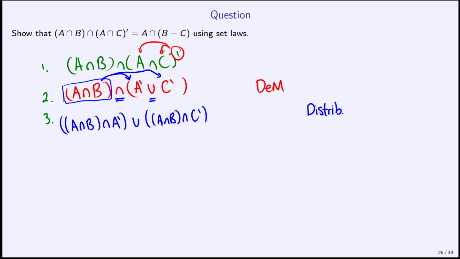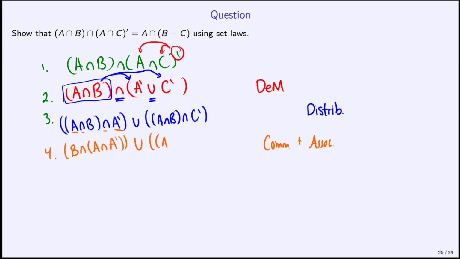But on the left side, ooh, I see an A, I see an A complement, and I see that all the operators are the same here. So I want to get the A and A complement together. So what I'm going to do now is I'm going to use the commutativity laws, and I'm going to use the associativity laws, and I'm going to get those together. So if I reorganize this, I'm going to switch B and A around, and I'm going to move the brackets around A intersection A complement.